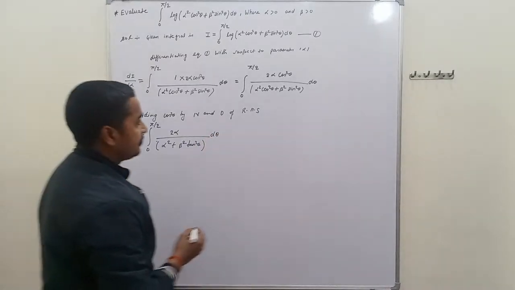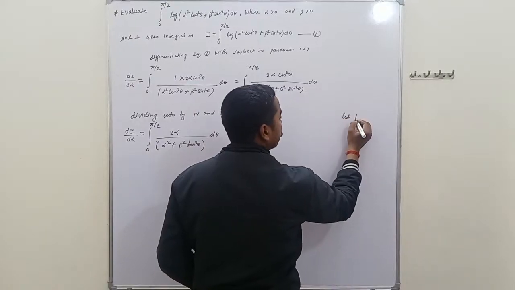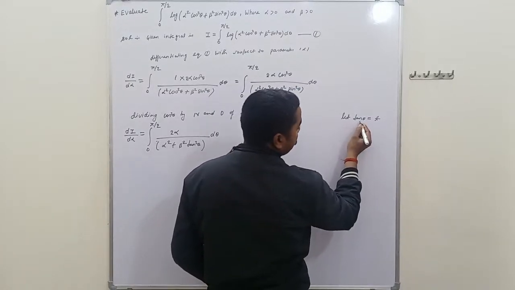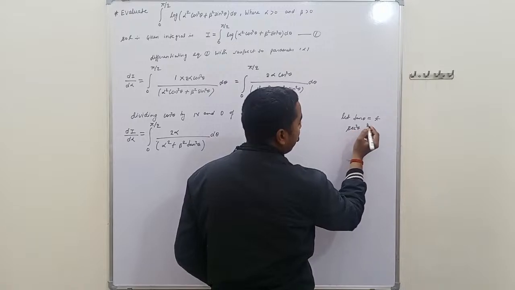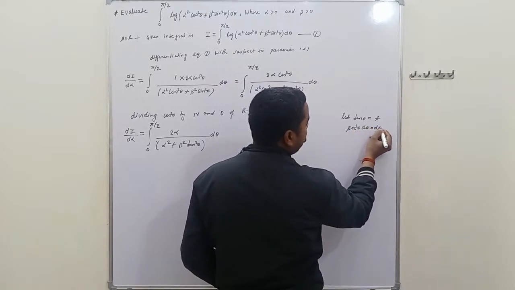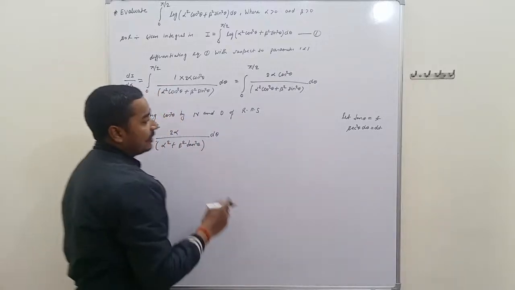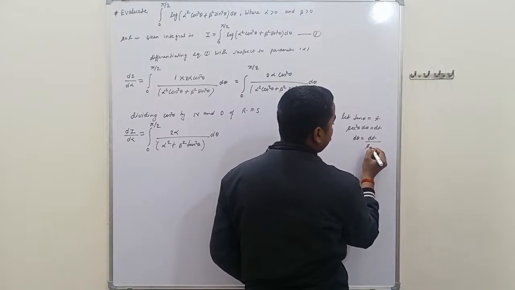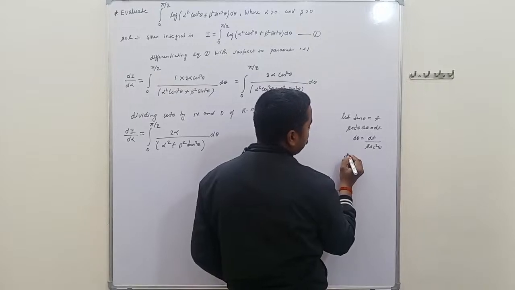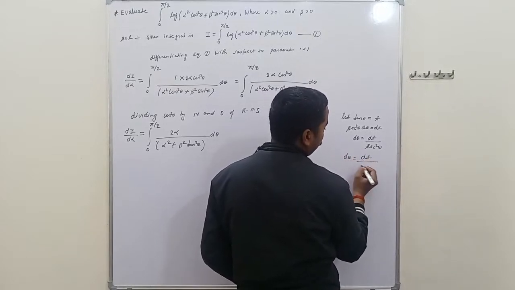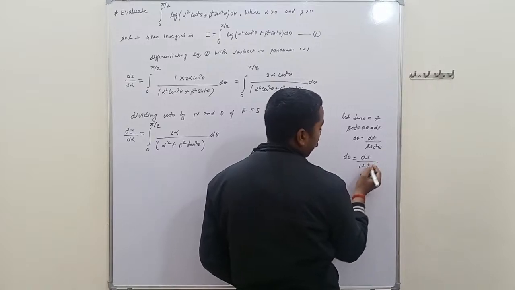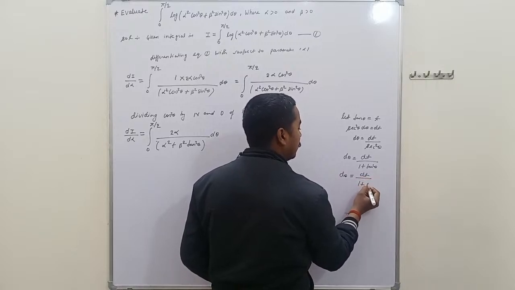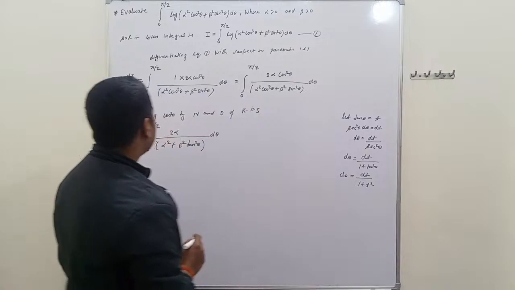Further we have to let tan theta is equal to t, and from here we get the differentiation of tan theta is sec square theta, and d theta is equal to dt upon sec square theta, and sec square theta is written as 1 plus tan square theta, so putting the value of tan square theta, that is d theta is equal to dt upon 1 plus t square, and here we have to change the limit.